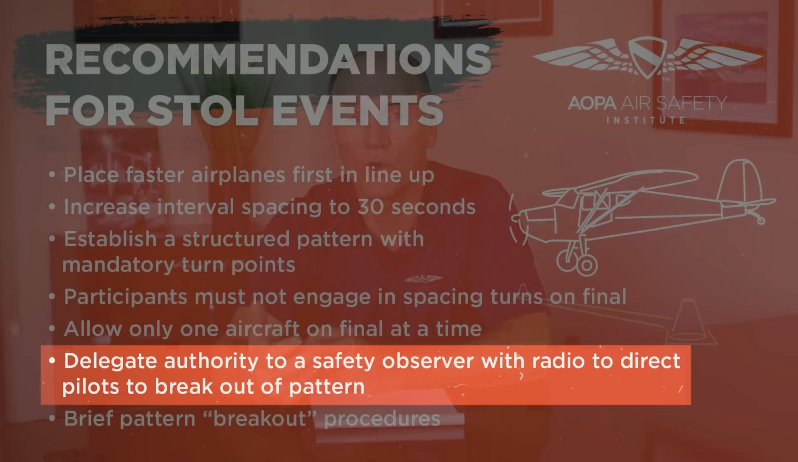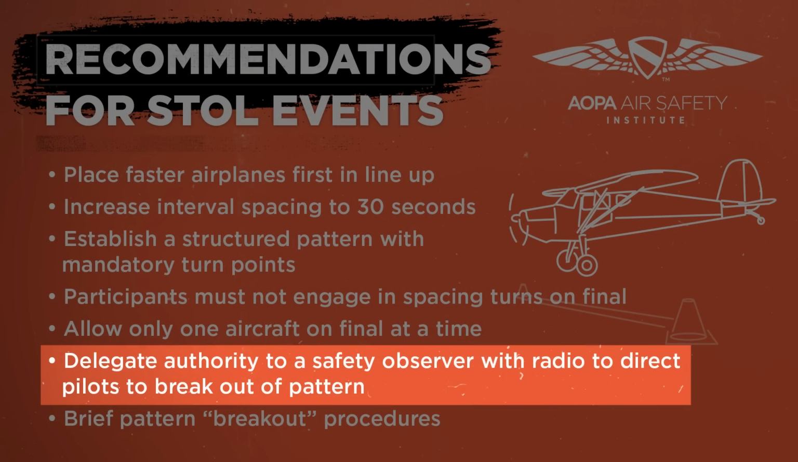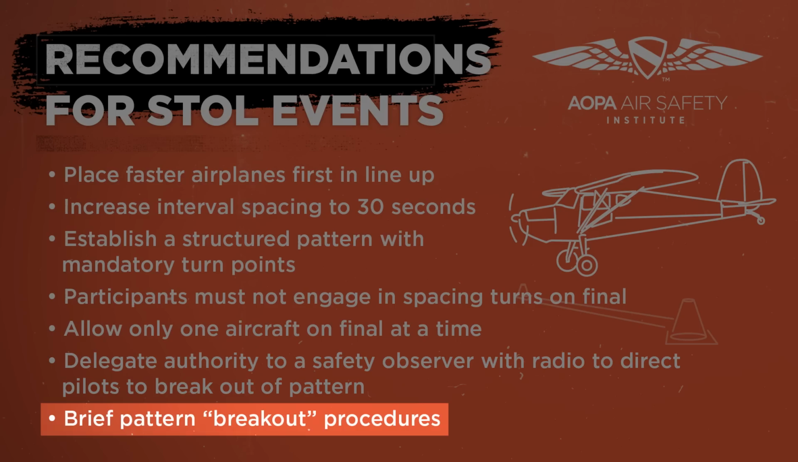If the organizers also had a safety observer nearby with a radio, the safety observer could call for certain airplanes in the pattern to break out if necessary. And then finally, they should brief a breakout procedure such that if pilots get tight on the airplane in front of them, they can break out of the pattern, perhaps on downwind or on base, and circle around and find themselves in the back of the line or in a new position for their run through.